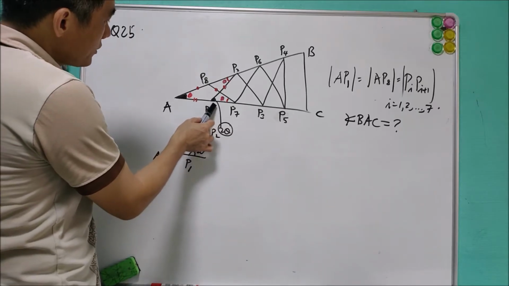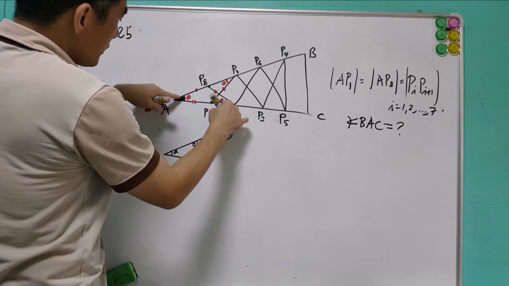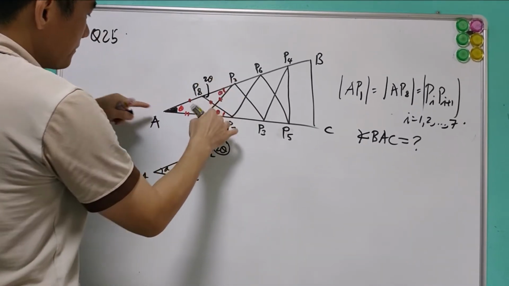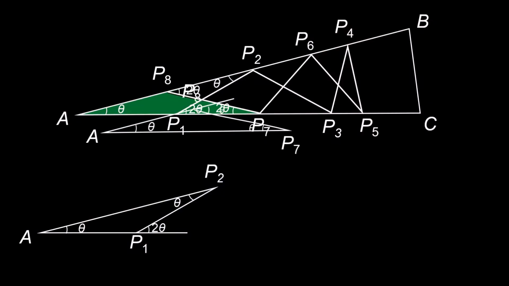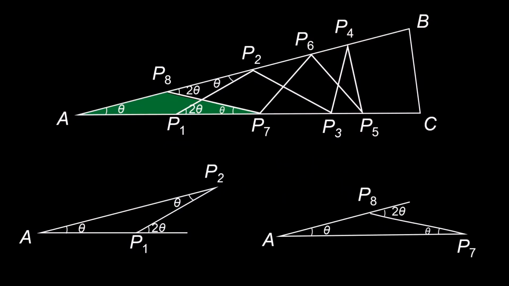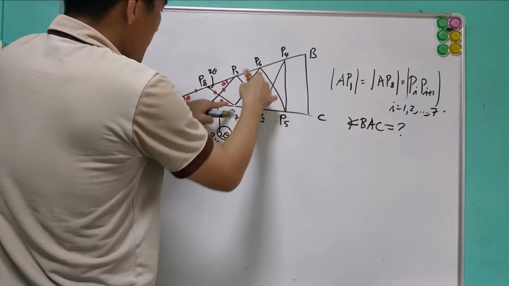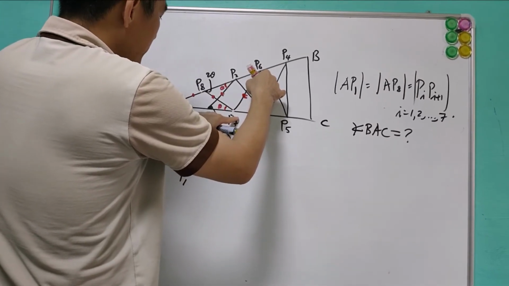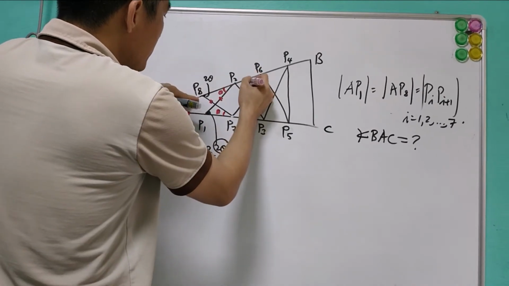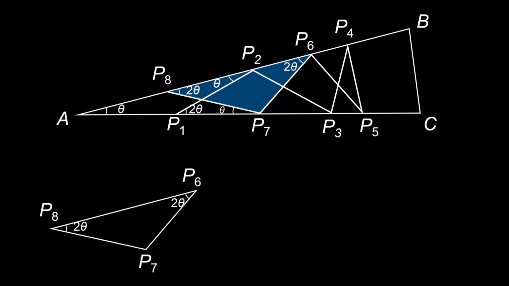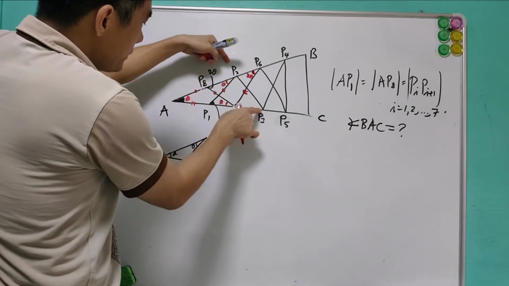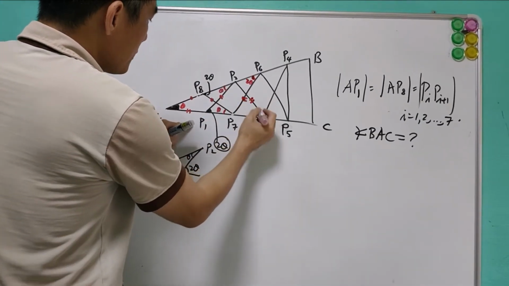Then we do a similar observation. This part from the triangle here also equals 2 theta. Then we proceed to this triangle. Since P8P7 and P7P6 are of the same length, this is 2 theta, therefore this is also 2 theta. P1, P2, P3, 2 theta, this is the same, so this is 2 theta.